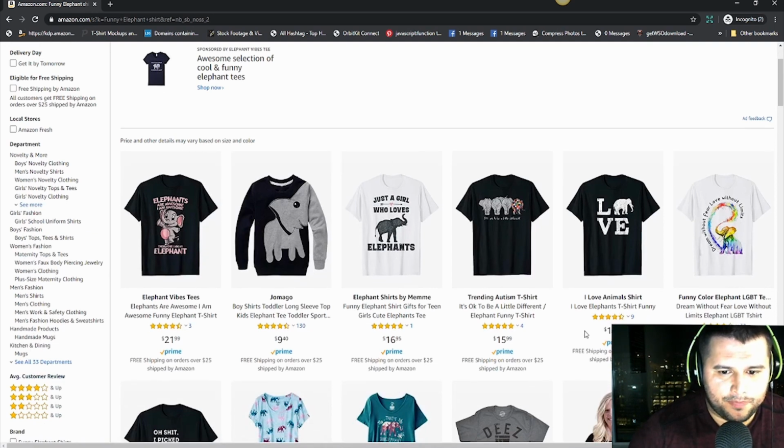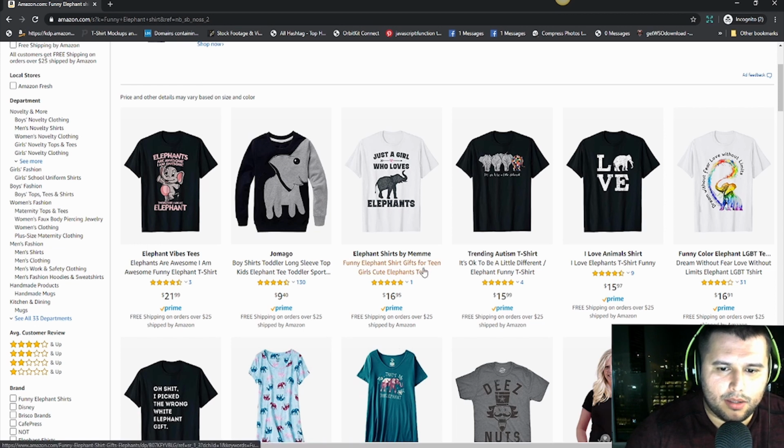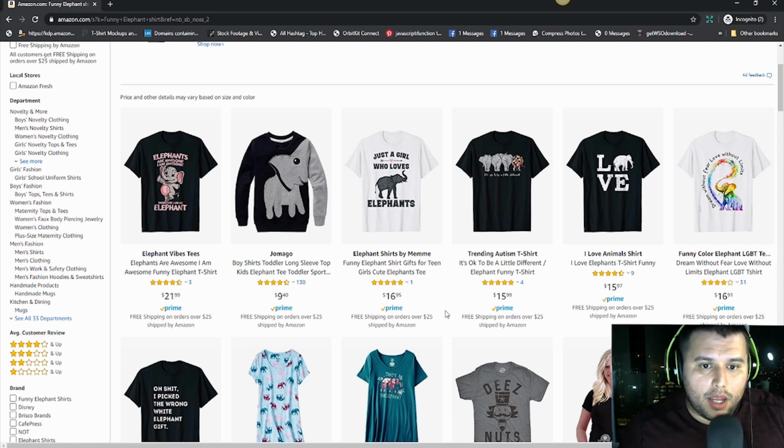As you can see, you can tell which ones are the merch shirts and which ones are not. Look at this one, funny elephant shirt. You can see how the title is in here. Every single one, now this is different. The keywords are different in different niches, so you've got to understand this on your own.